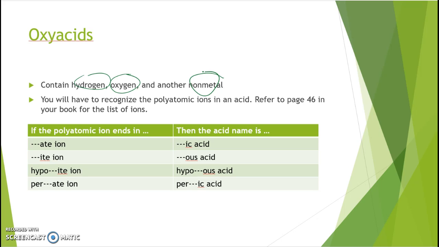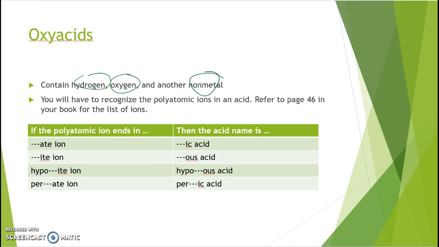This little chart here is just a way to organize the notes that are in your book about oxyacids. The way you read the chart: if the polyatomic ion ends in ate, then the acid is going to end in ic. If the polyatomic ion ends in ite, then the acid is going to end in ous. Hypo-ite is a hypo-ous acid. Per-ate ion is a per-ic acid. Okay, that sounds kind of weird, but let's go ahead and just do some examples and see.